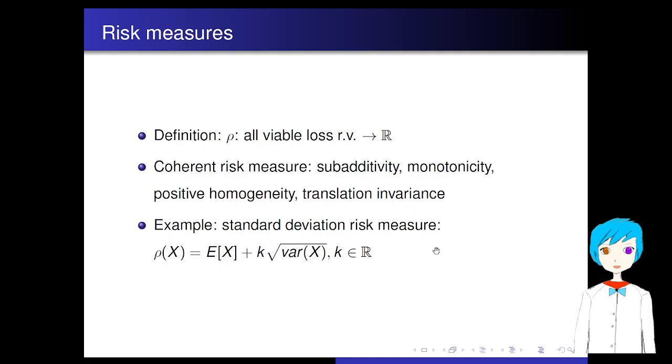An example would be the standard deviation risk measure. For a random variable x, we define rho of x to be the expectation plus k times the square root of the variance of x, which is also the standard deviation. So here k is a constant.